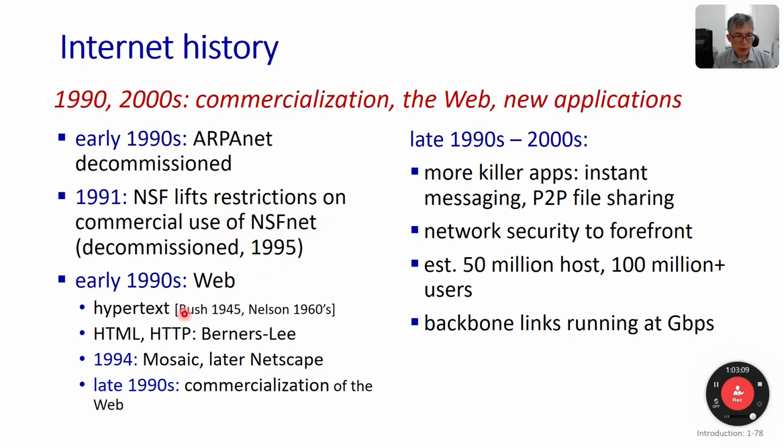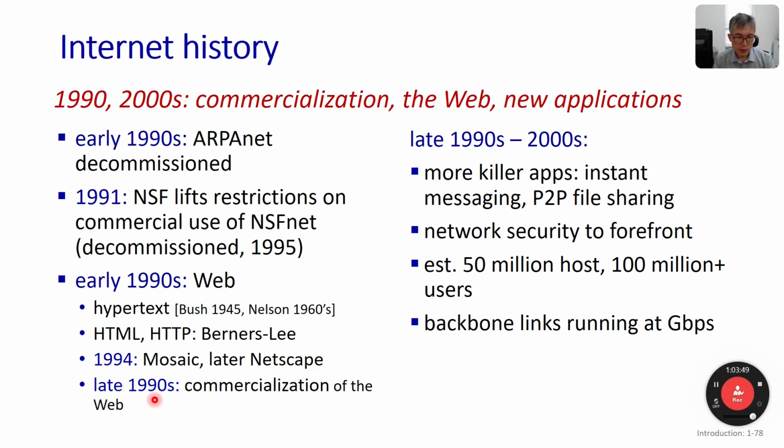And then early 1990, this is very important, the World Wide Web started. So hypertext, web pages, HTML, Hypertext Markup Language, used to make the web page, and then HTTP, Hypertext Transfer Protocol. Berners-Lee is the father of the World Wide Web. He designed HTML and the HTTP protocol. And then Mosaic and later Netscape, the first web browsers. This is a significant invention for the World Wide Web.